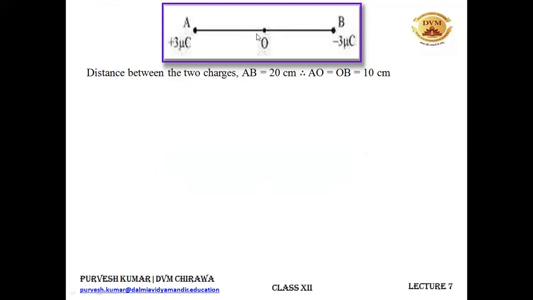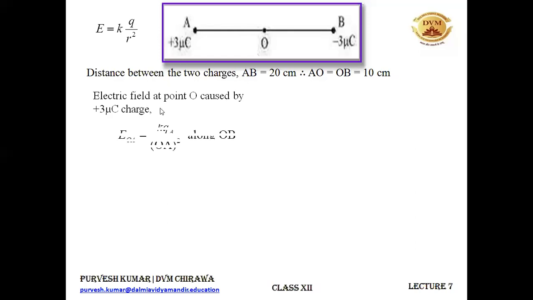Now we need to find the electric field at point O because of the charge present at A. We know the formula for the electric field is KQ upon R square. Because of one charge Q, the electric field at a distance R is given by KQ upon R square. So the electric field at point O caused by the plus 3 microcoulomb charge, EOA, the electric field at O due to the charge present at A, is KQA upon OA square, and the direction of this electric field is along OB.